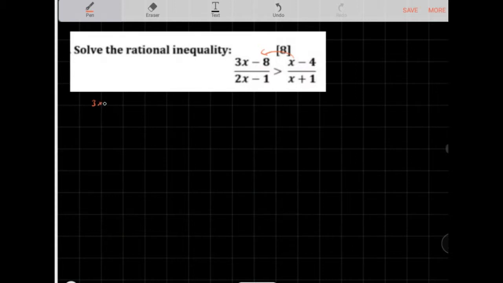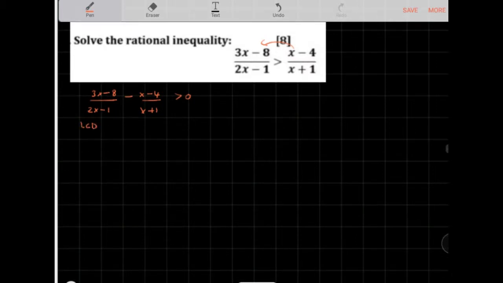So now I get (3x - 8)/(2x - 1) - (x - 4)/(x + 1) > 0. Now the next thing you want to do is find a lowest common denominator, right? Because you're subtracting, these are two rational expressions, and you want to give them a common denominator. The lowest common denominator here is (2x - 1)(x + 1).